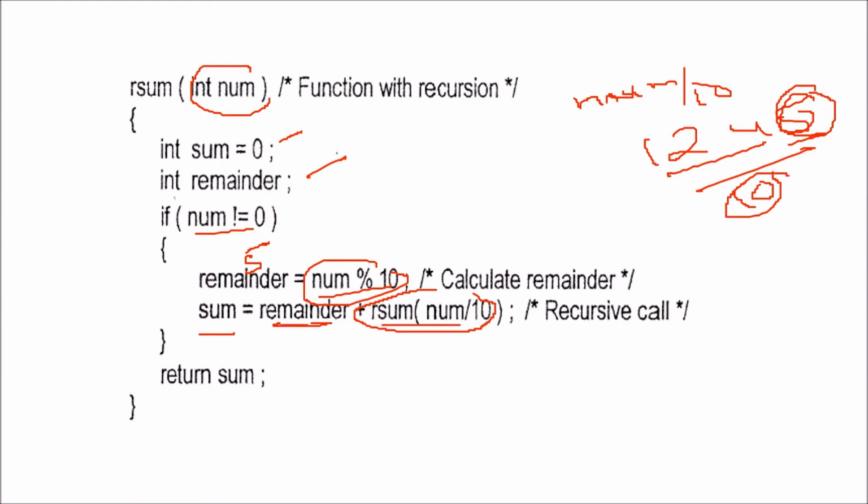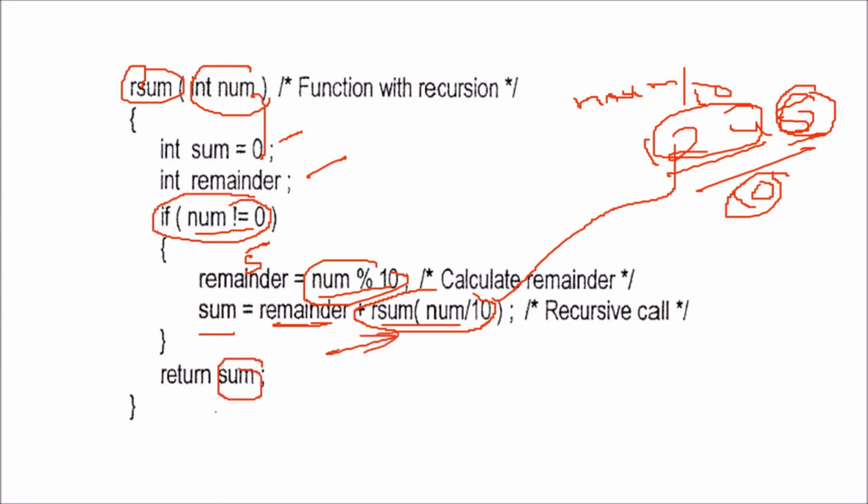You are calling again this function, and you are passing num by 10. That is, you are passing 1 to 4. So the same thing will be done again and again till the time you reach number equal to 0. So the same thing will be done as recursion, and sum will be returned.